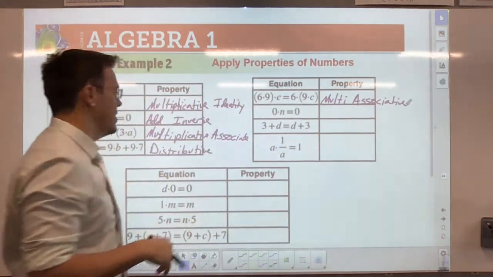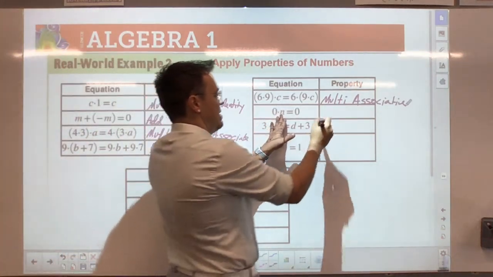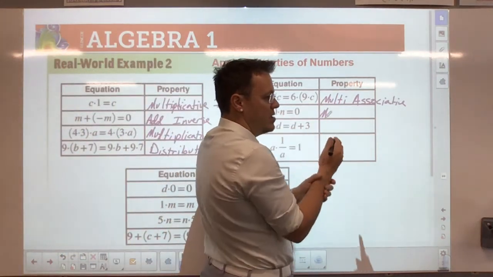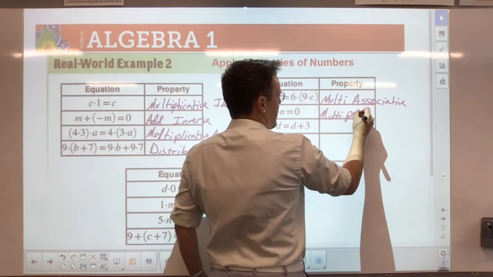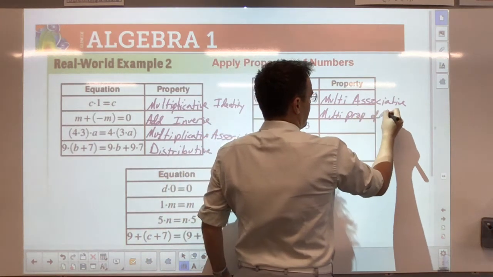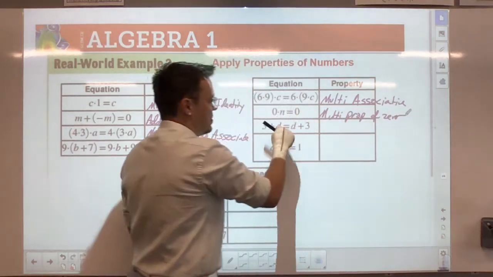So make sure you guys know that. Same thing here. This would be multiplication, and we put it in here as what? This is the property of 0, okay? Because you have a property of 0.